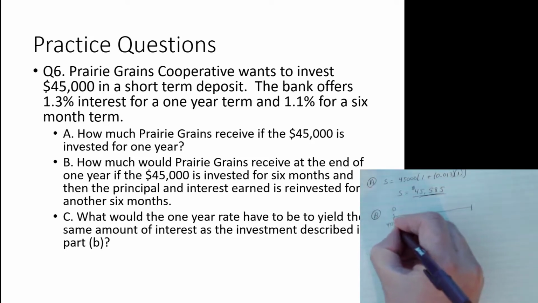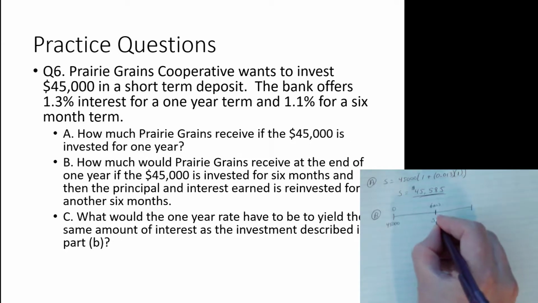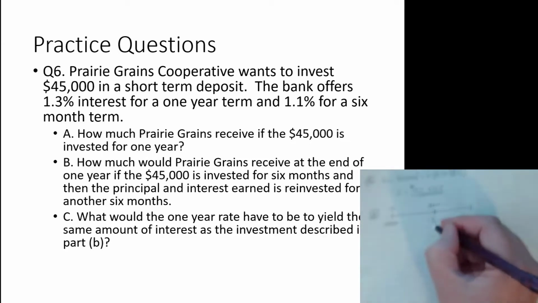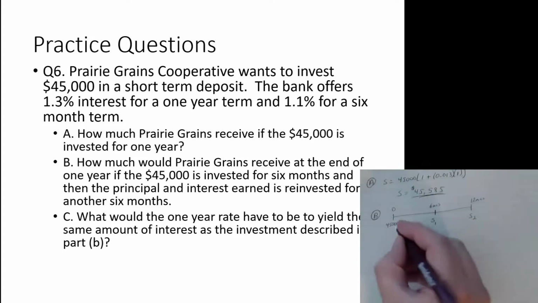So we still start off with the $45,000, and then after 6 months, we take that future value, which I'll call S1, and then we're going to reinvest all of that for another 6 months, and we get an S2. There is a way to do this so you can combo it all up into one formula, and if that jumps out at you, by all means, that's fine. I'm just going to do it step by step, finding S1 first and then finding S2.